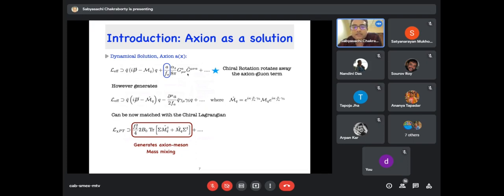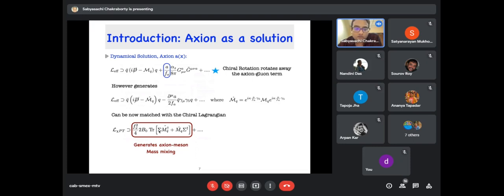The usefulness of such a rotation, or choosing such a basis where this is rotated away, is as follows. Now my theory is completely written in terms of quarks, and therefore I can match it with the effective Lagrangian of mesons and baryons, and we already have such a Lagrangian, which is the chiral Lagrangian. There is no A G G dual term now, but there are derivative couplings of the axion to quarks, and there are mass matrices. Therefore this Lagrangian can be matched with the chiral Lagrangian, where the sigma fields are the exponential of i pi^a t^a containing the meson fields.